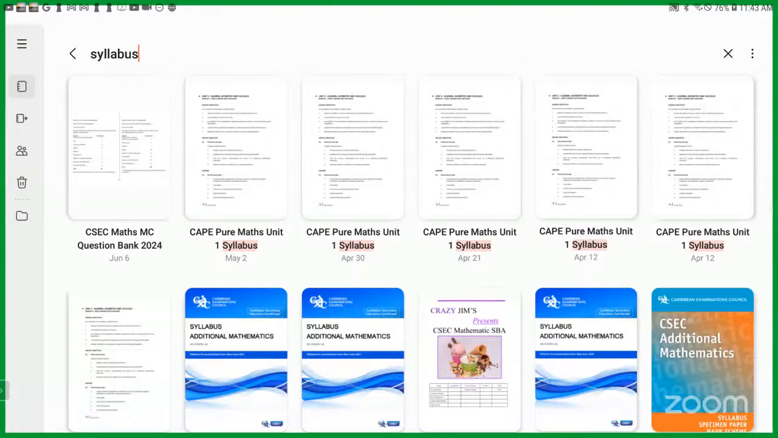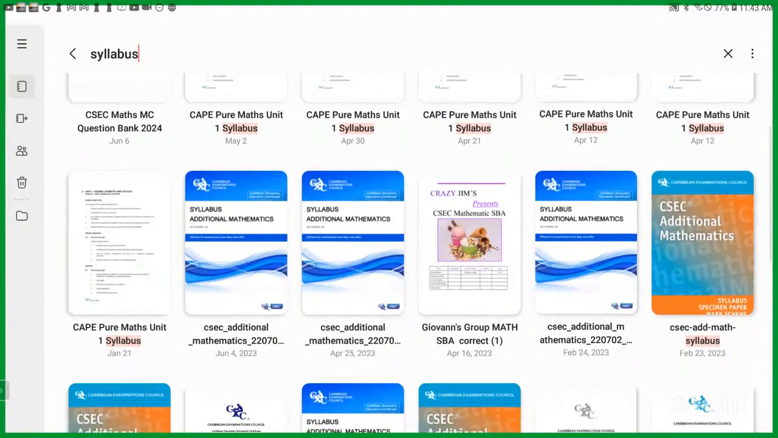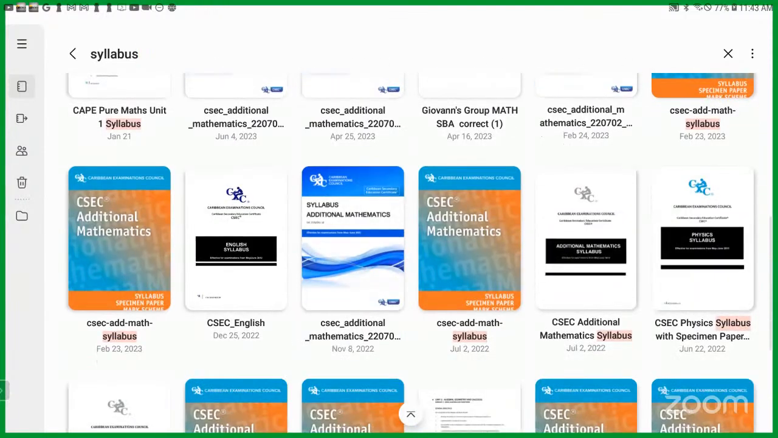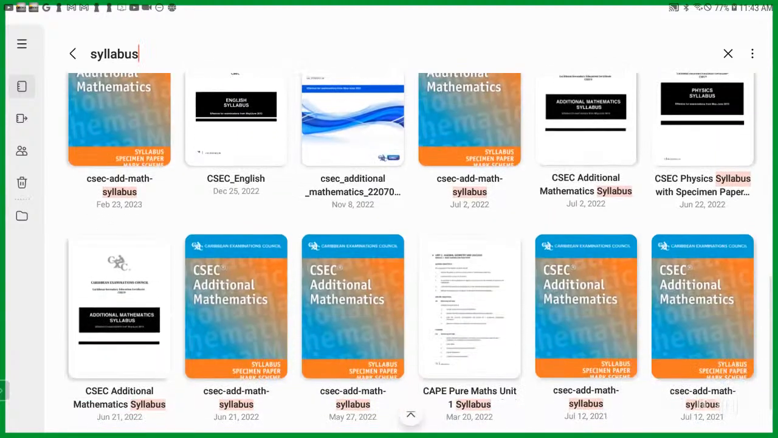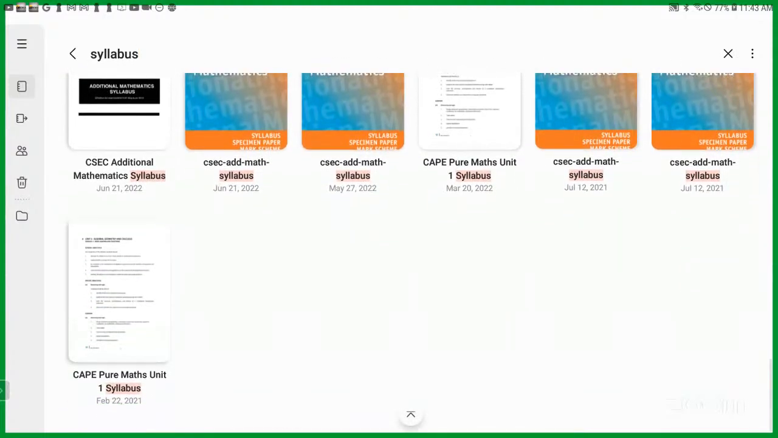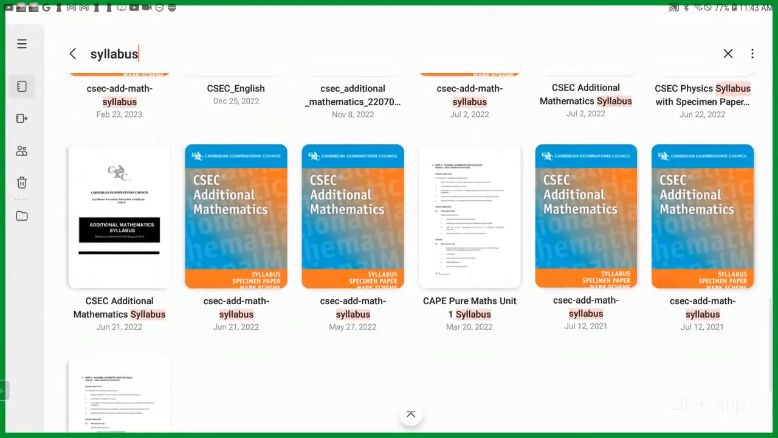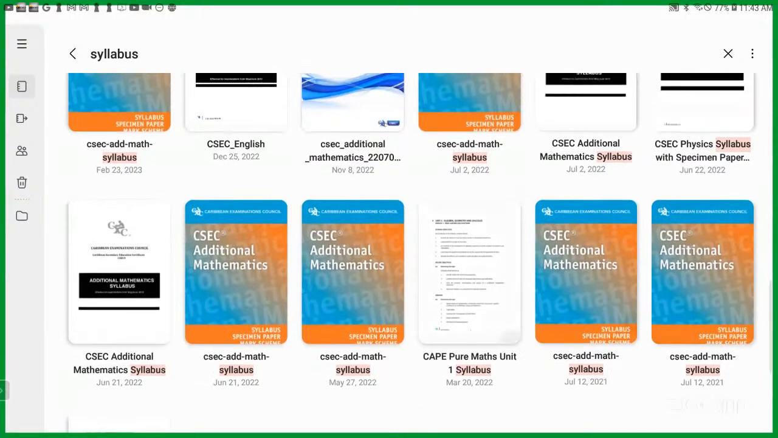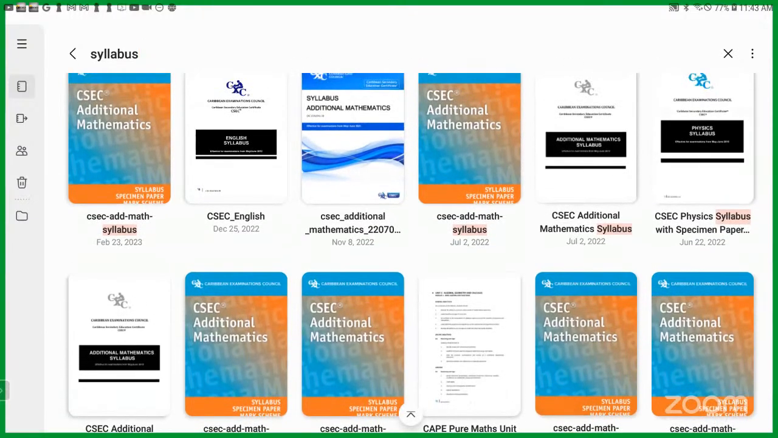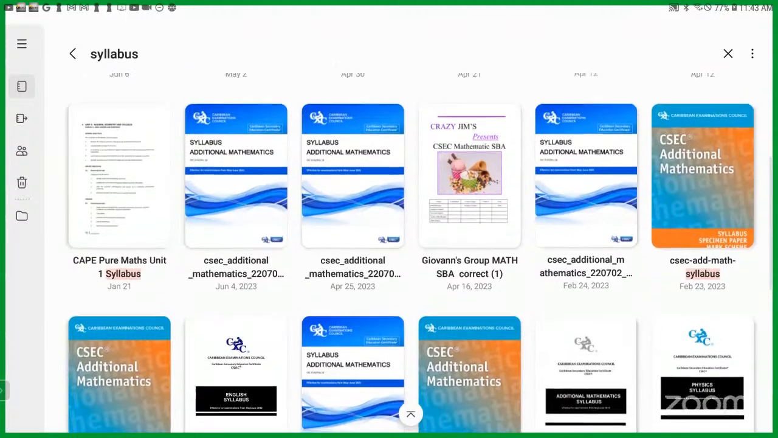CSEC maths. Let's see. Let's add maths. Not seeing it inside here. Only seeing add maths. Apparently, I don't have it in there. I need to ensure that you guys are exposed to that particular question, where I have to use the other side. I don't have it inside this device.